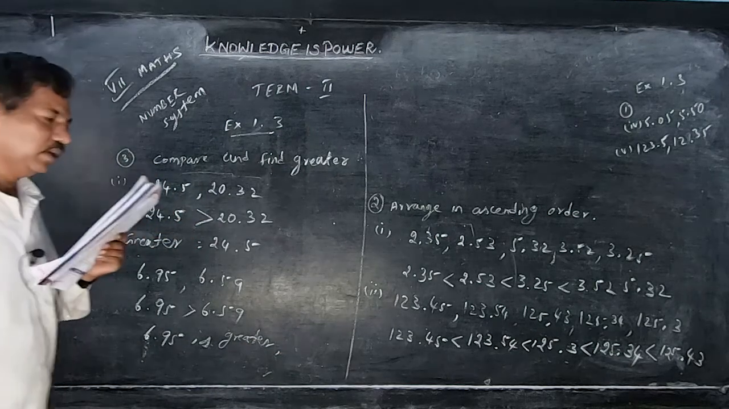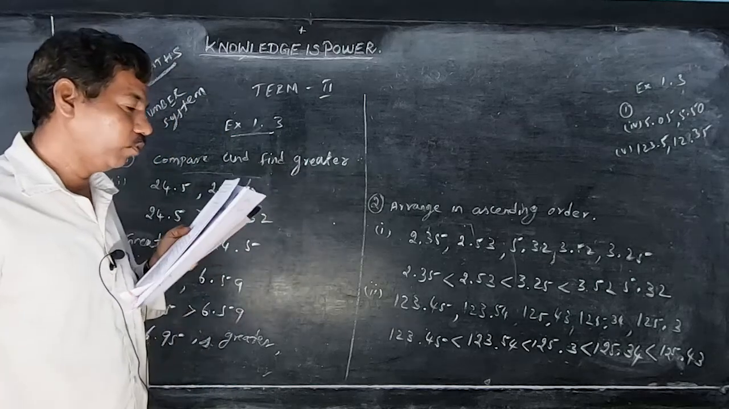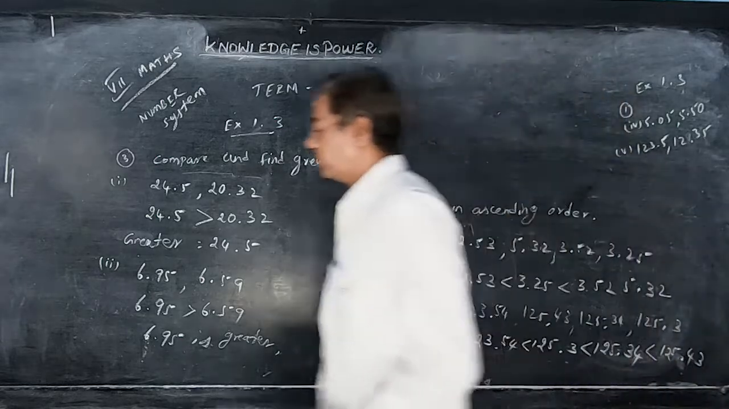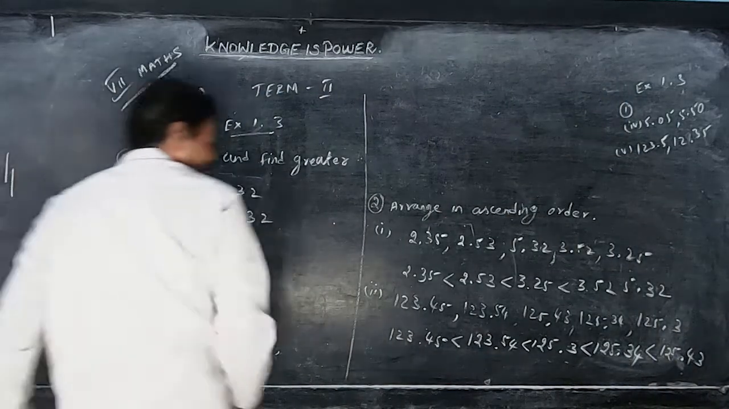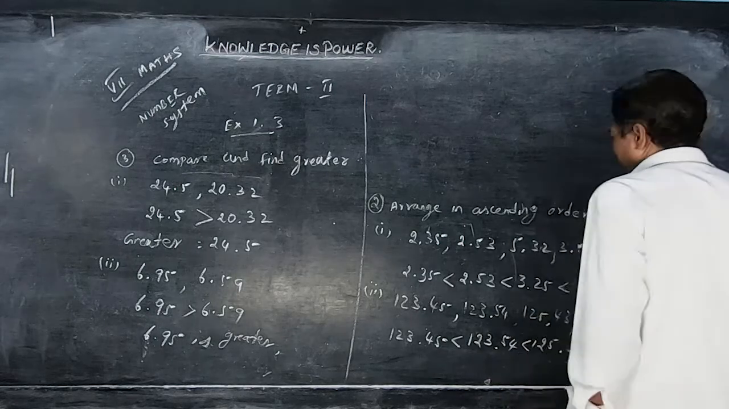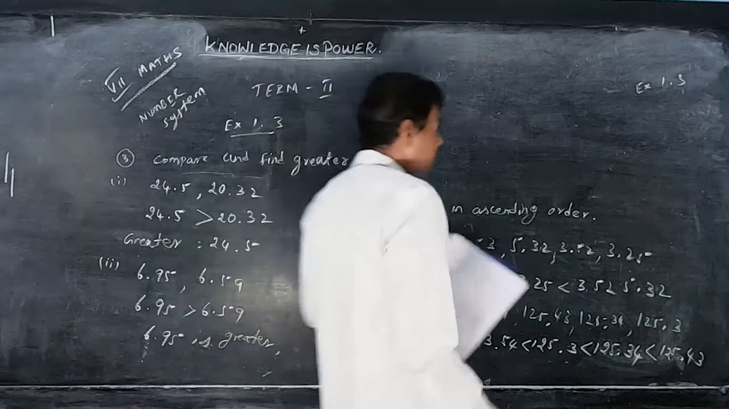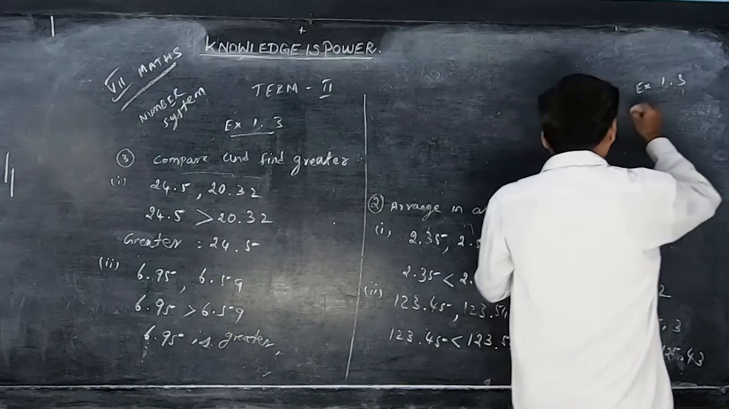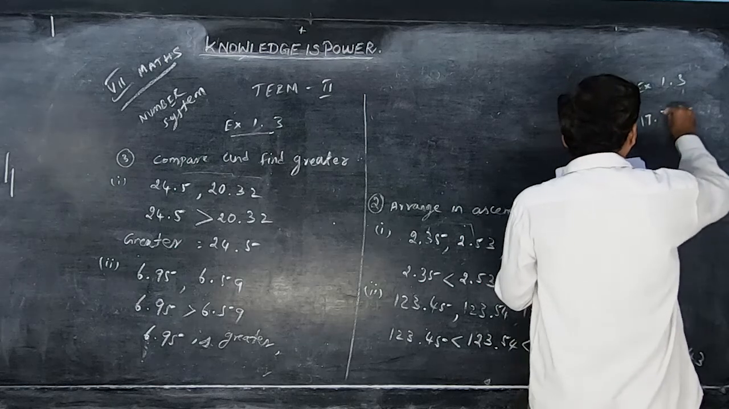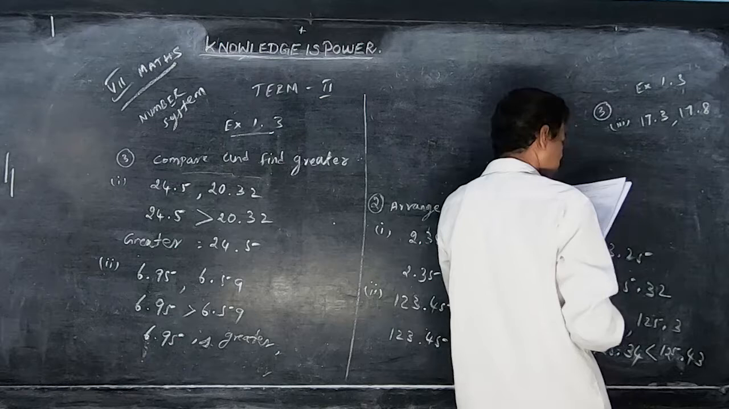Now question numbers 3 and 4 will be the homework. In question number 3, I will write it, you copy it and do it later. Okay, copy the question and do it at a later time. Question number 3, in the third sum, 17.3, 17.8, do this as homework.